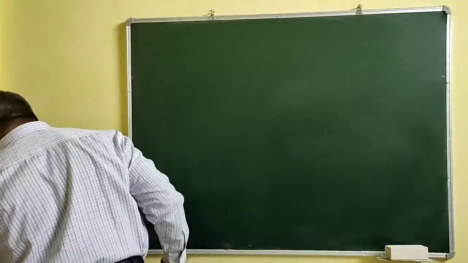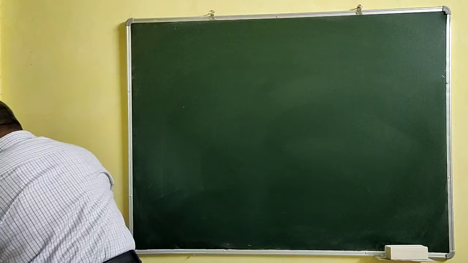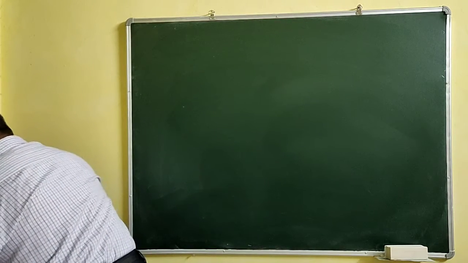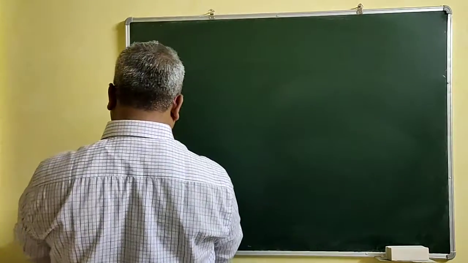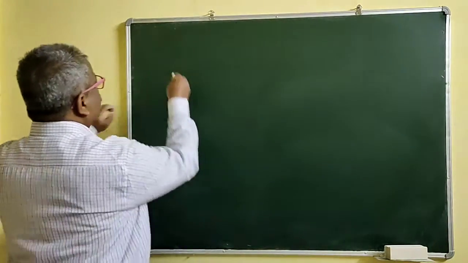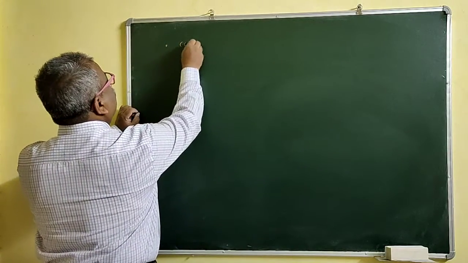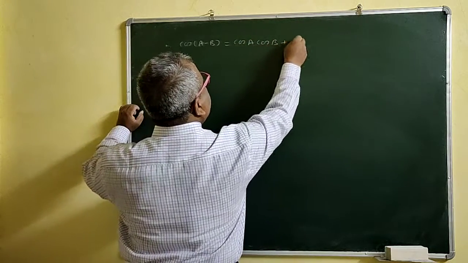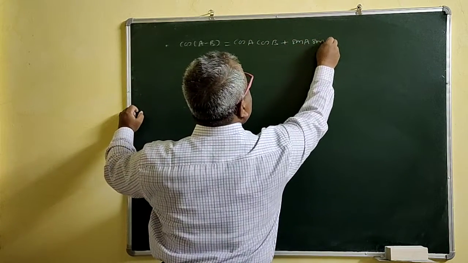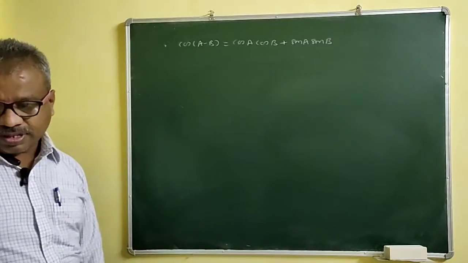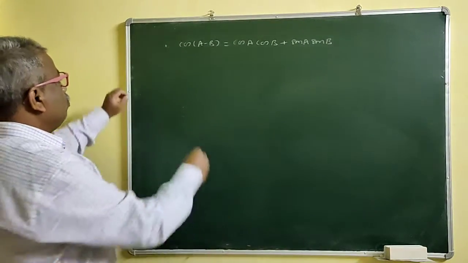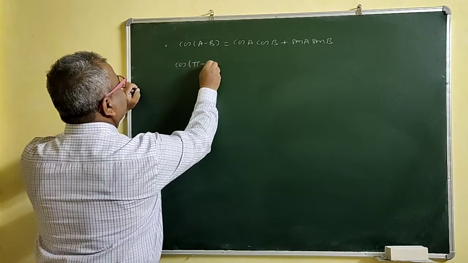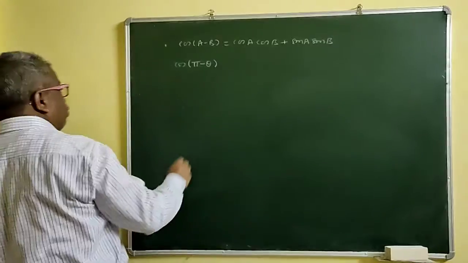Okay, so now with the help of this formula, we'll prove the other formulas and obtain some results. So cos of (a minus b) is equal to cos a cos b plus sin a sin b. Now we'll obtain the formulas. Suppose this is cos of (pi by 2 minus theta). We'll find it first.